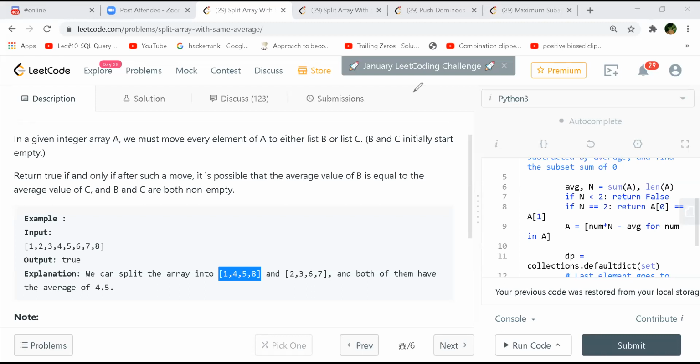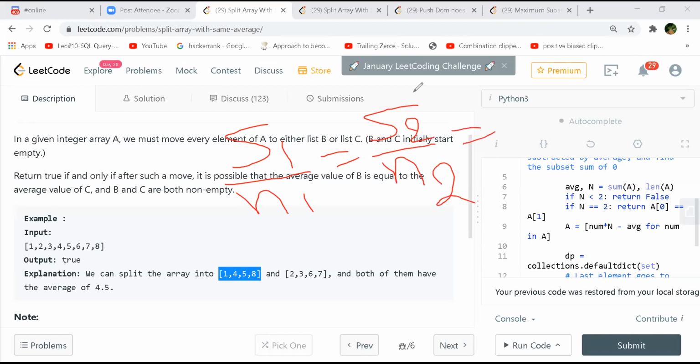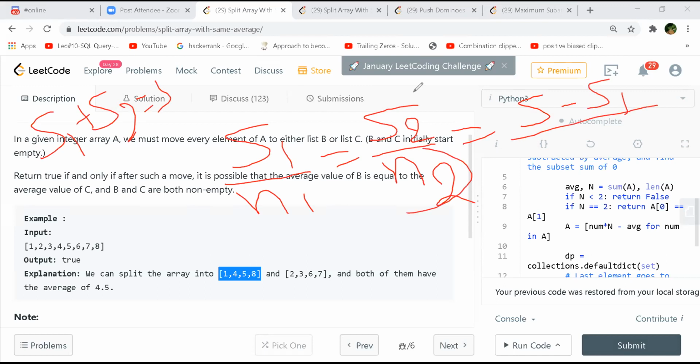So if you go this way, let's say the sum of the first array is S1 and the sum of the second array is S2. This is what we have to prove at last. Now S1 plus S2 will be equal to the total sum of the array, S. And N2 can be written as total N minus N1.